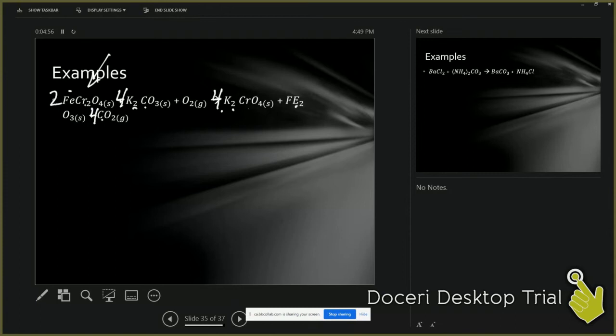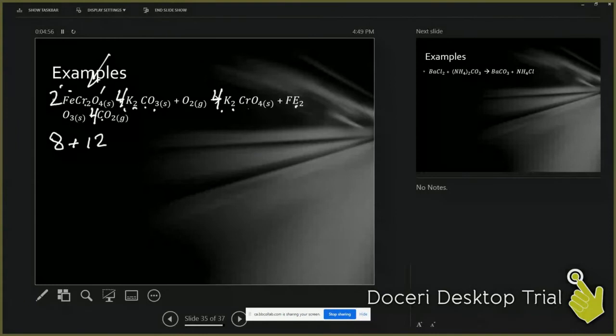So that takes care of most of our major elements. Now we can count up oxygens and see what kind of trouble we're going to get into. So two times four oxygens is eight, plus four times three, which is 12, plus the two that are there on one side, and on this side I have four times four, which is 16, plus three, which is going to be a problem, plus four times two, which is eight.